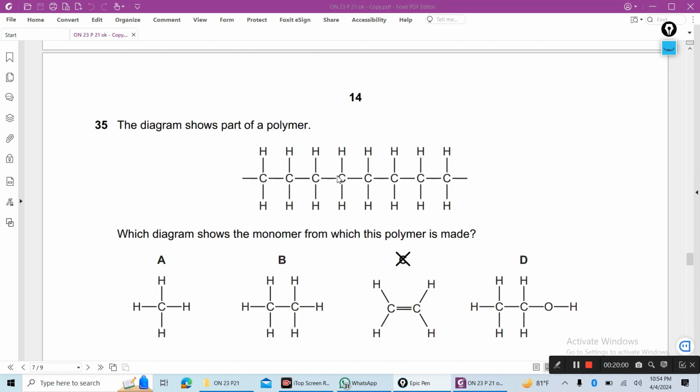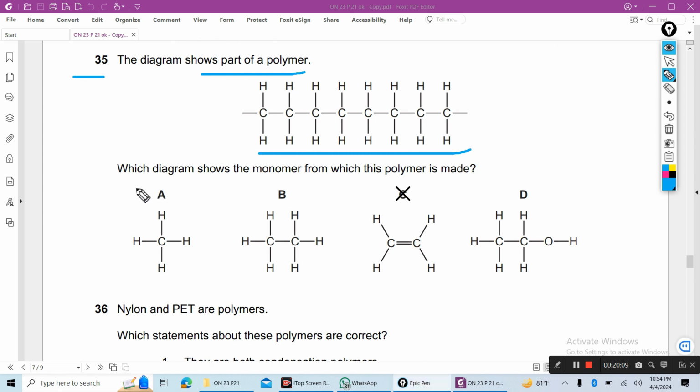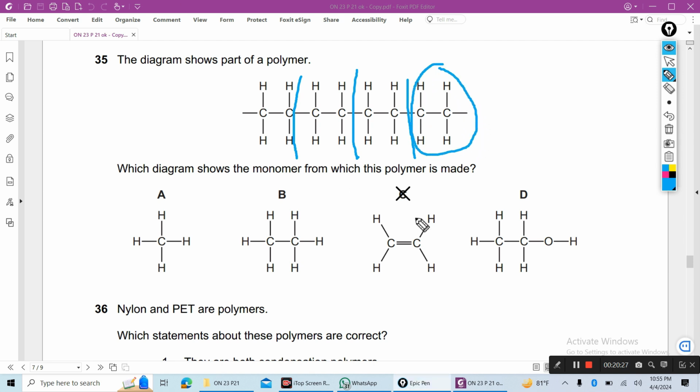Next, 35. The diagram shows part of the polymer. This is an addition polymer, you know, and which diagram shows the monomer from which this polymer is made. And you know, this is one repeat unit, 2 repeat unit, 3, here 4 repeat units, and 1 repeat unit contains 2 carbon, that means it is ethene. So here C is the correct answer, ethene. From ethene this polymer will be made, polyethene.